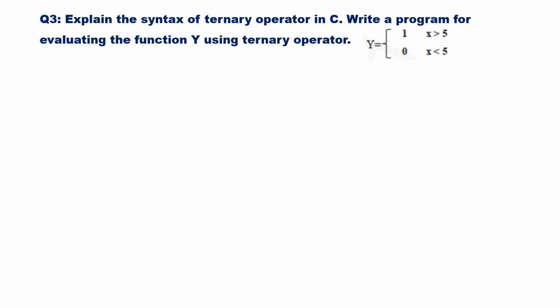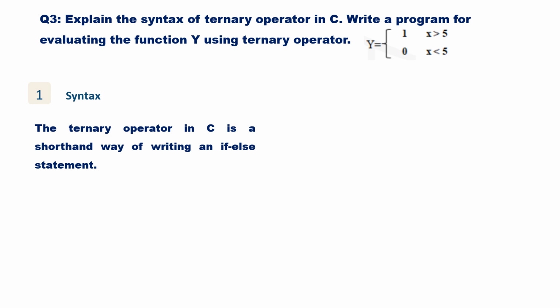Question number 3. Explain the syntax of ternary operator in C. Write a program for evaluating the function y using ternary operator. y is equal to 1 if x greater than 5, y is equal to 0 if x less than 5.